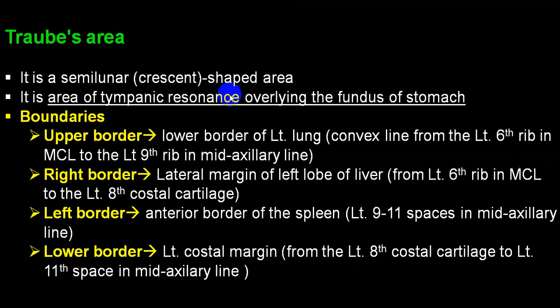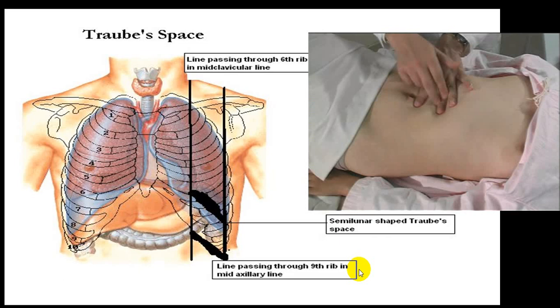that is ascites. As far as the Traube space is concerned, we have already mentioned the upper border is the normal resonant sound of a lung. Right border is because of the left lobe of liver and heart, that is the left border of the heart. Left border of the Traube space is because of the spleen, and the lower border is the left costal margin. So roughly this is the space.